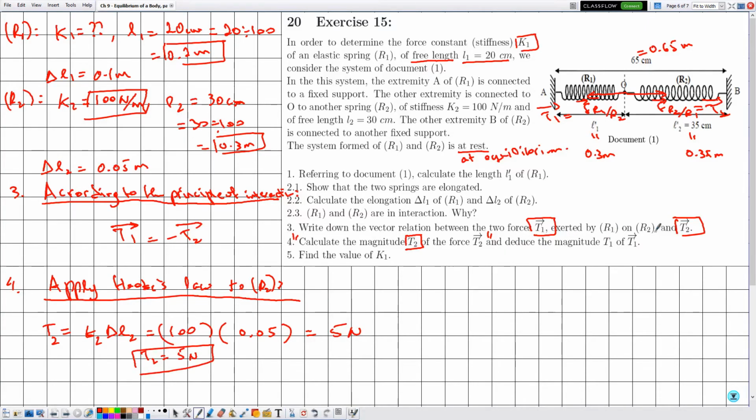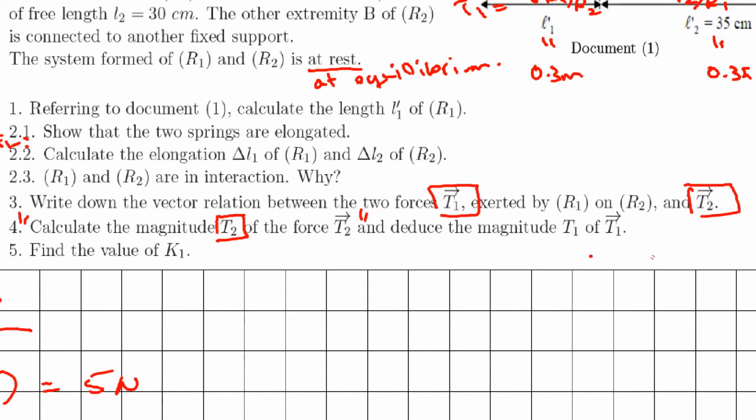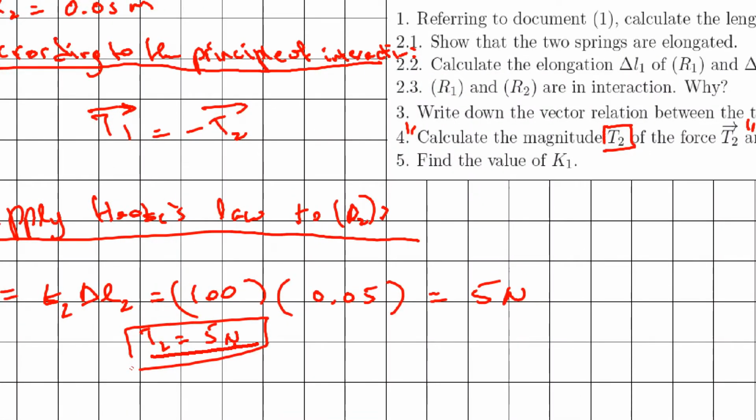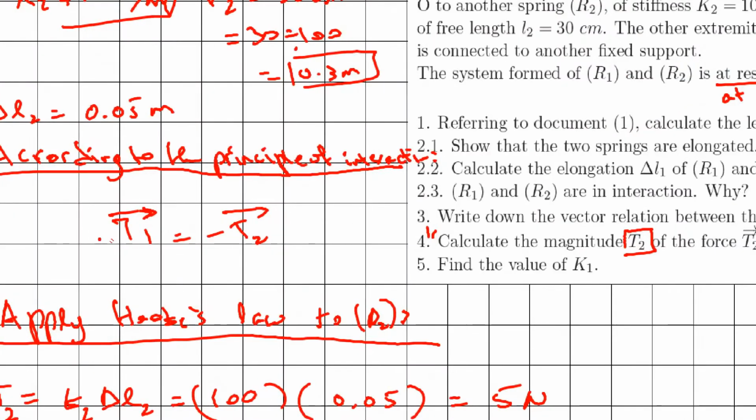Now in the same exercise, they are telling me to deduce the magnitude of T1, and by deduce it means that we notice the previous part. In the previous part, we have determined the value of T2, and we know the vector relation between T1 and T2.